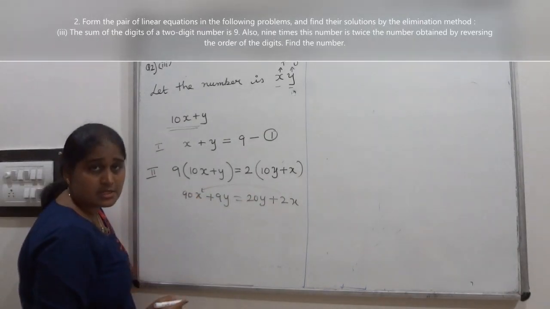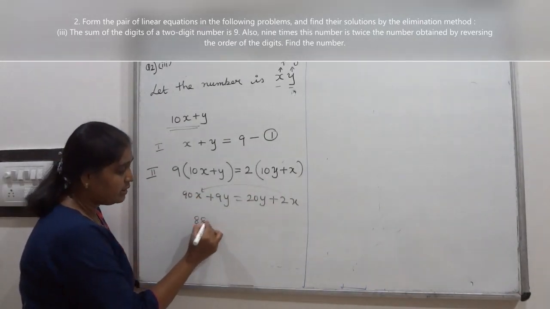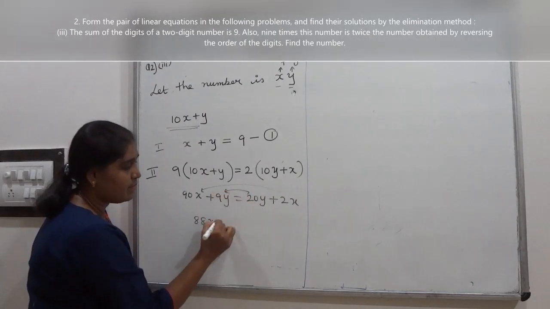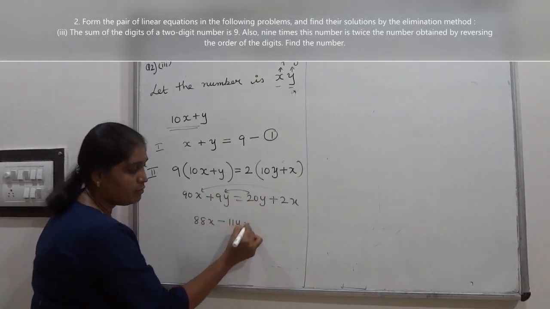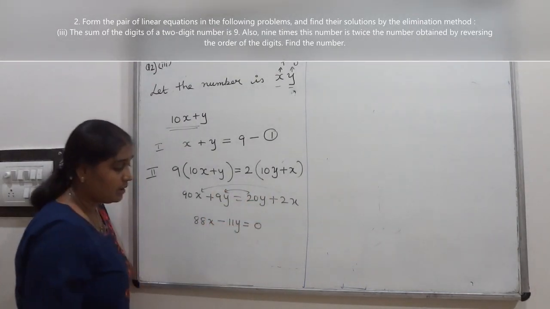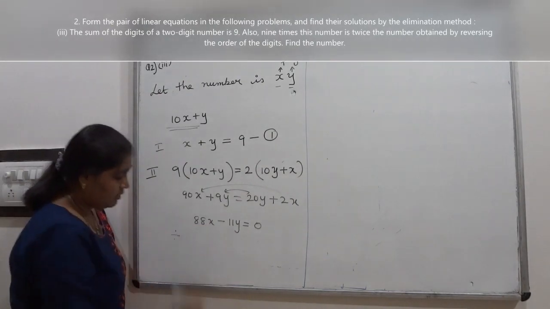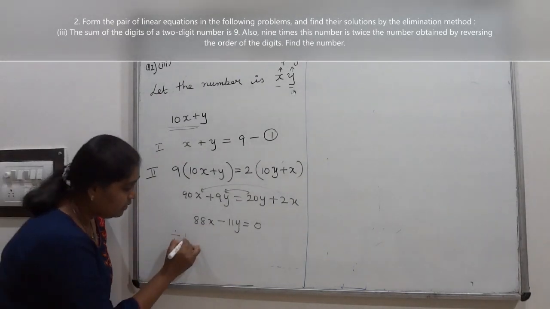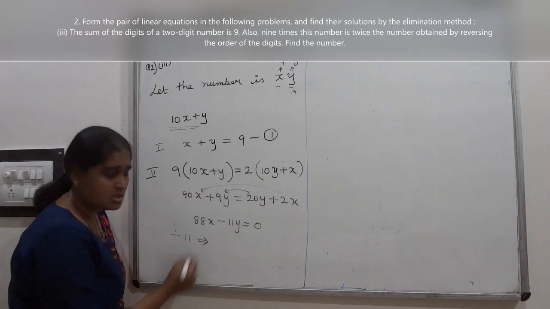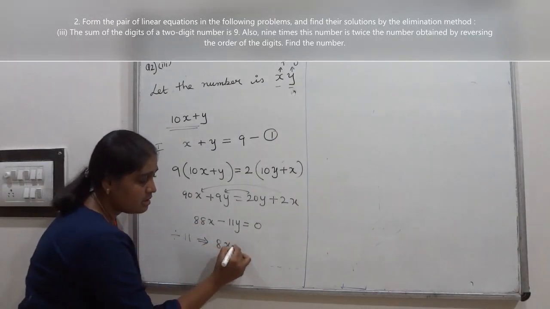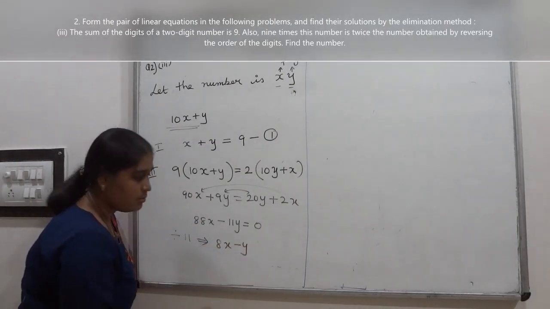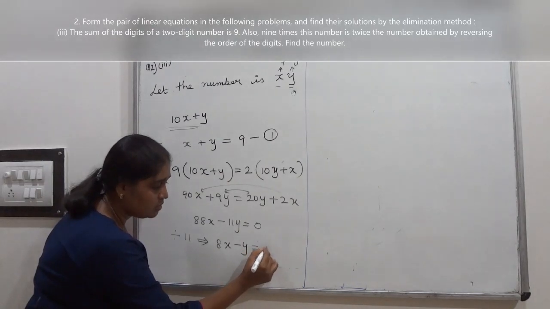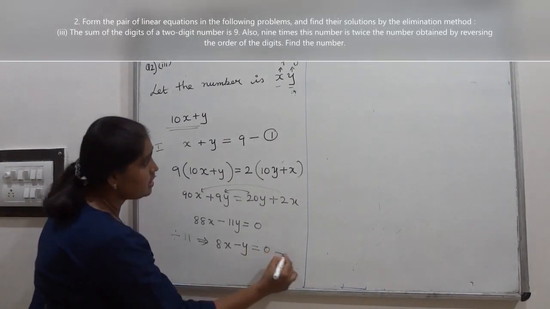Plus 2x comes this side, minus 2x, so 88x. And this is minus 11y, which is equal to 0. So this equation is divisible by 11. Divide it. What will be there? 8x minus y, which is equal to 0. This is equation number 2.